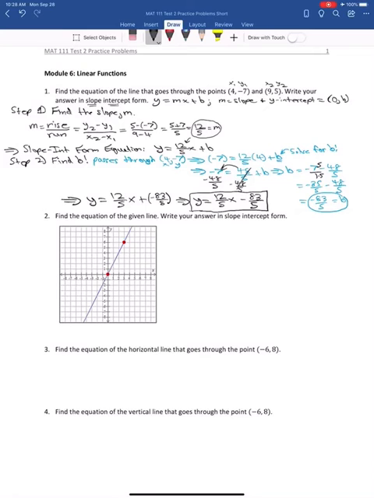Problem 2. Just find the equation of the given line, and write your answer in slope-intercept form. So again, same thing, we want an equation in the form y = mx + b. So first, step 1, we don't have the slope, so we need to go ahead and find the slope. So let's go find m.